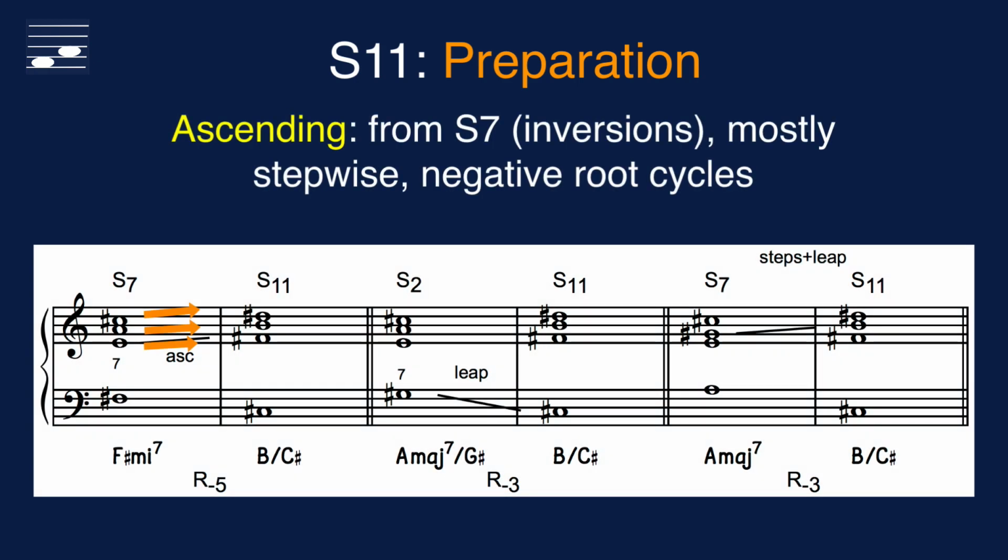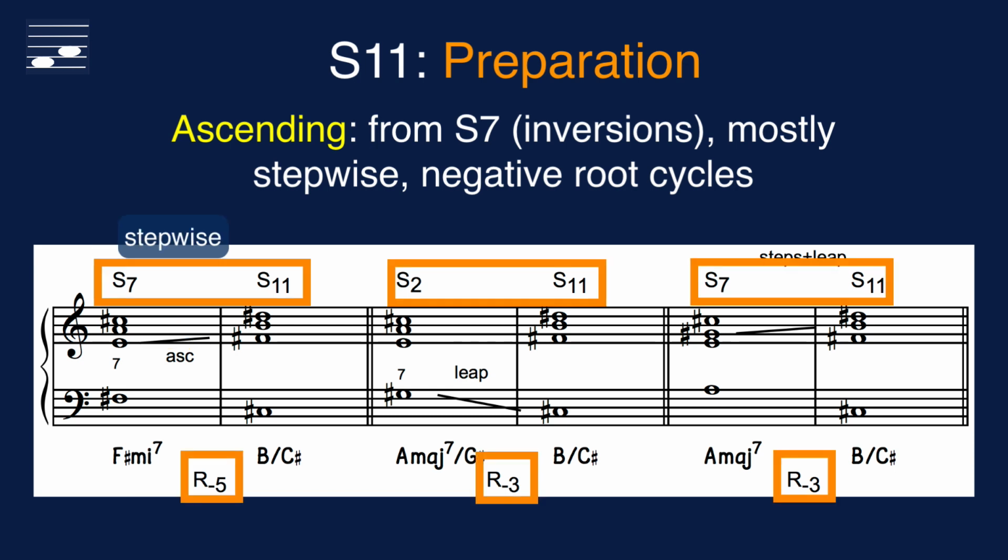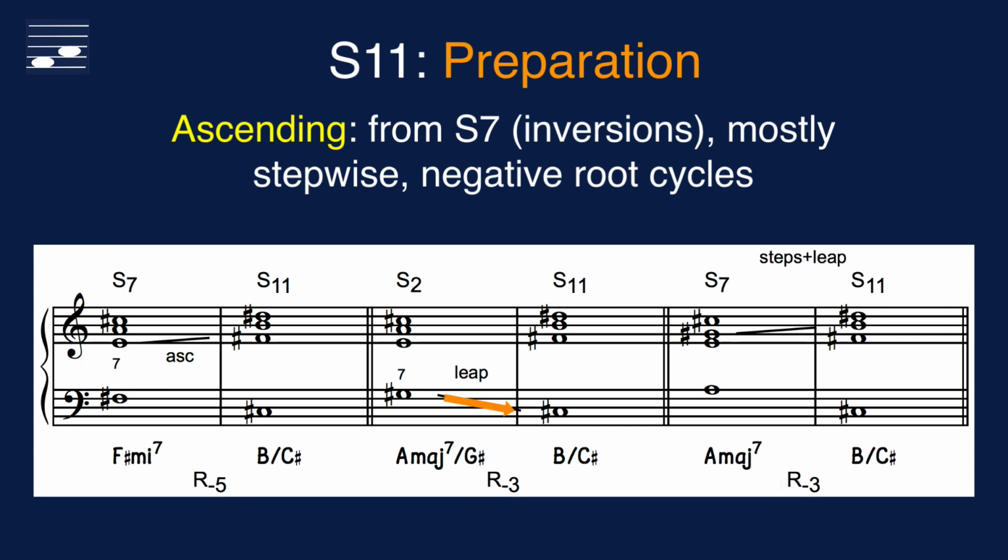The ascending preparation from the 7th chord demonstrates the triple steps on the left, the acceptable bass leap from the 7th in the 3rd inversion A major 7th chord in the center, and the combination of 2 steps and the leap on the right. The leap down from the G sharp is okay, since the proper voice leading during the preparation of the dissonant functions in S11 is more important.